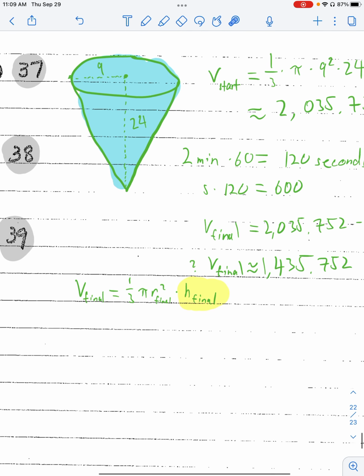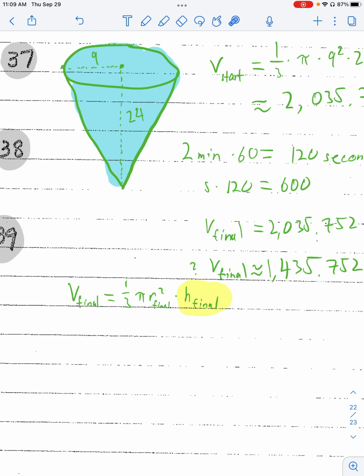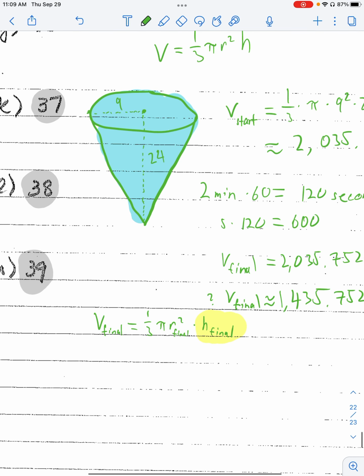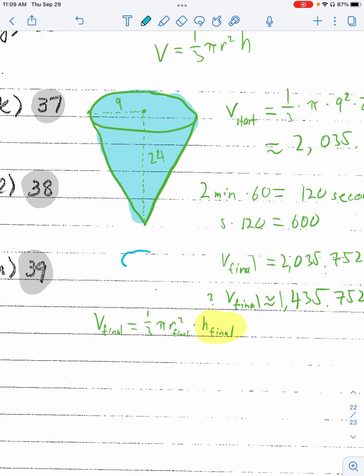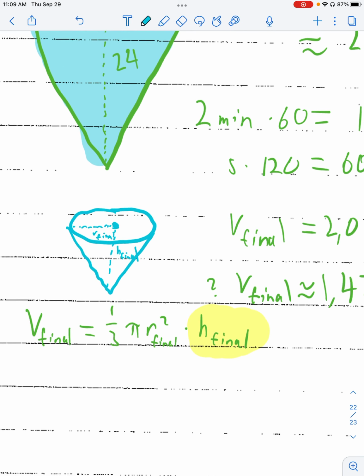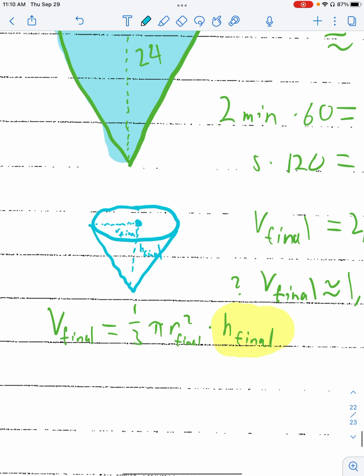Well, let's see here. What I think is going on here is that the volume of water at the end is going to be a smaller cone. It's going to have a radius of R final and a height of H final. That's going to be my ending cone.